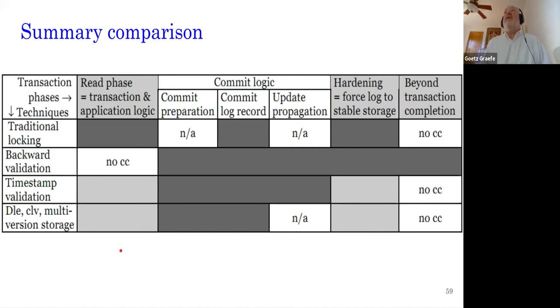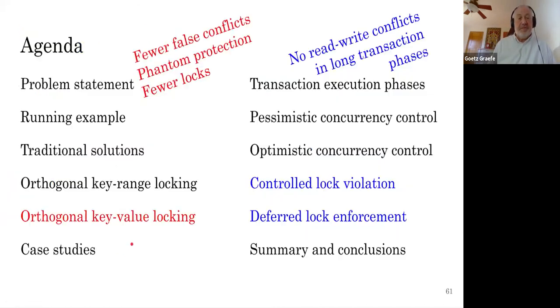And not providing phantom protection seems natural in optimistic concurrency control, because how do you put a timestamp on a gap? A gap means nothing is stored. So what do you do with your timestamp? Where do you put it? What do you attach it to? And similarly, if you do read set and write set, how do you put nothingness into your read set? Meaning, how do you put a gap into your read set? So most people just don't do it in optimistic concurrency control.